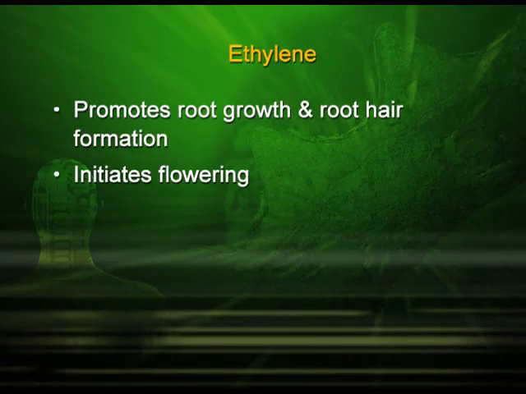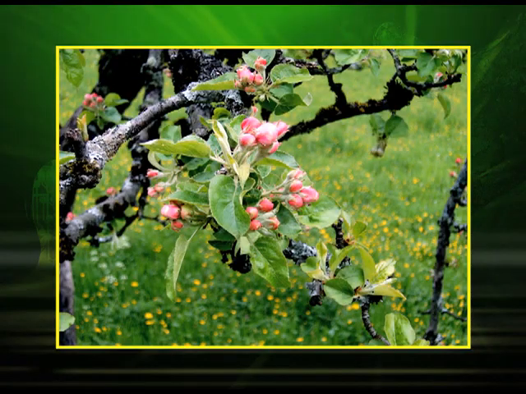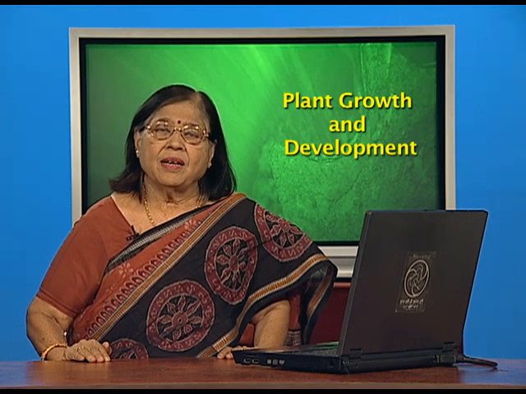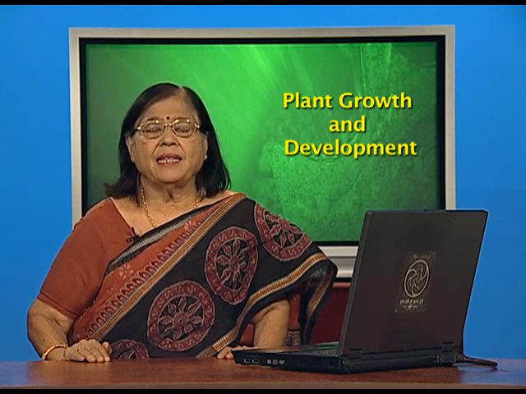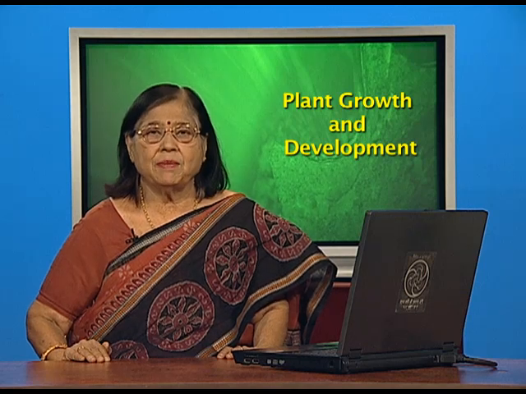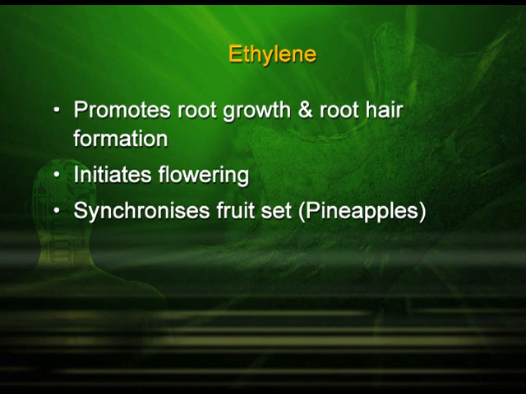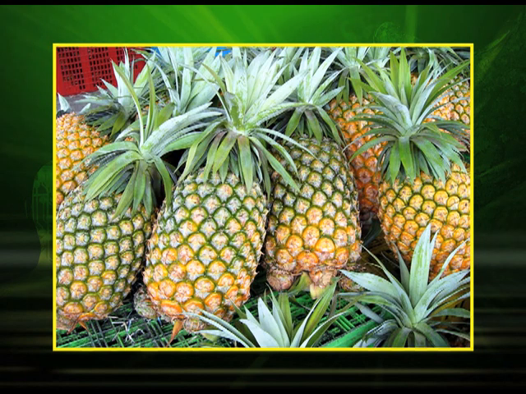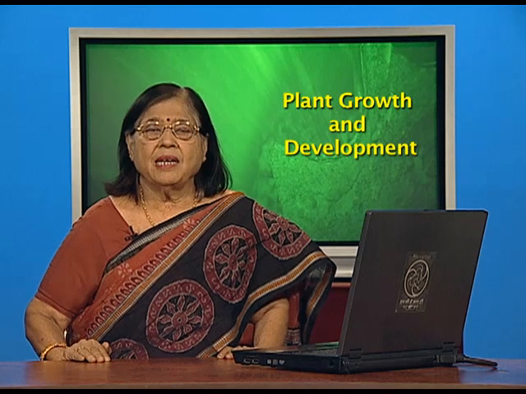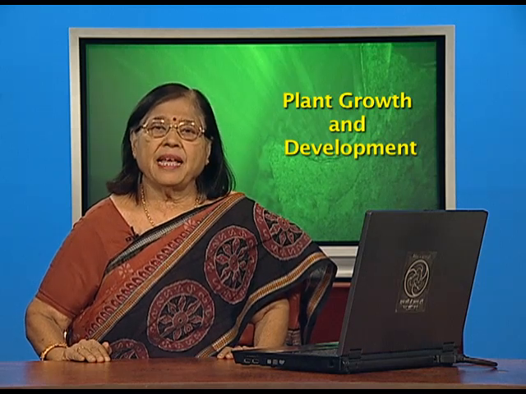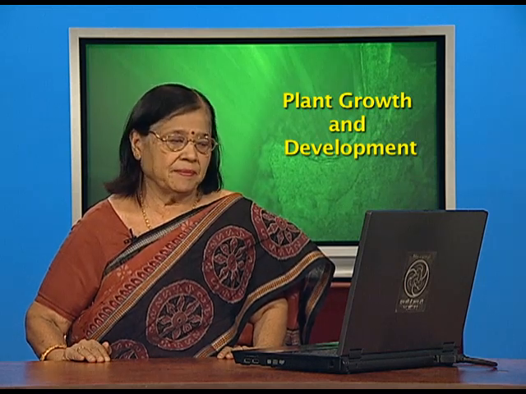Initiates flowering. Flowering is an important phenomenon in any tree, because flowering is a base for fruit formation and seed formation. Pollination can take place only when flowers are formed. So flowering is important, and that also takes place with the help of this PGR ethylene. It synchronizes fruit set. For example, pineapple. In pineapple, there are so many small fruits put together making one big fruit. So this is called fruit set. Now it has a certain arrangement, and that arrangement making that set of fruits is also looked after by ethylene.